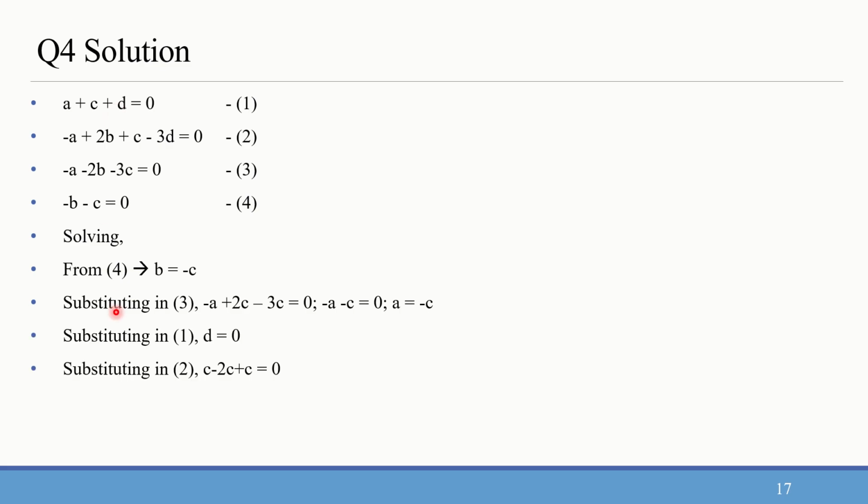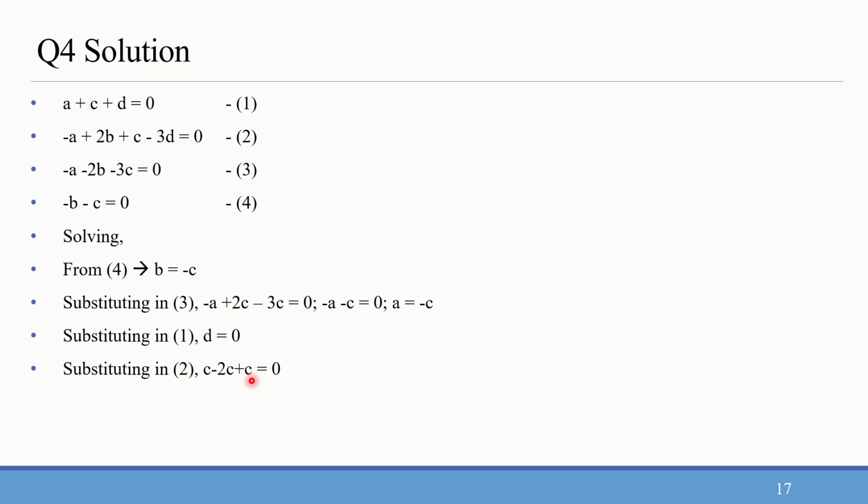So substituting in 2, we will be having minus A plus 2B plus C minus 3D equal to 0. So D becomes 0 and A is minus C. So minus of minus A is plus C. So C plus 2B, B is equal to again minus C. So it becomes minus 2C plus C is equal to 0. Okay, I mean it cancels out.